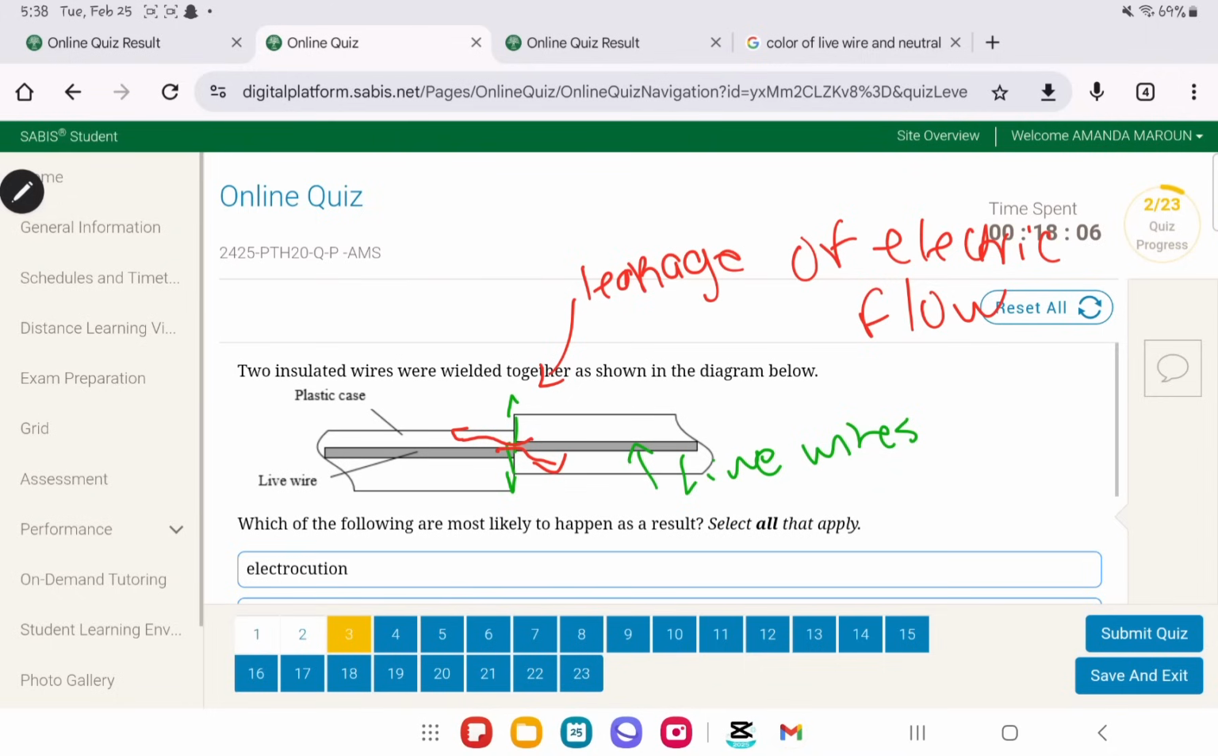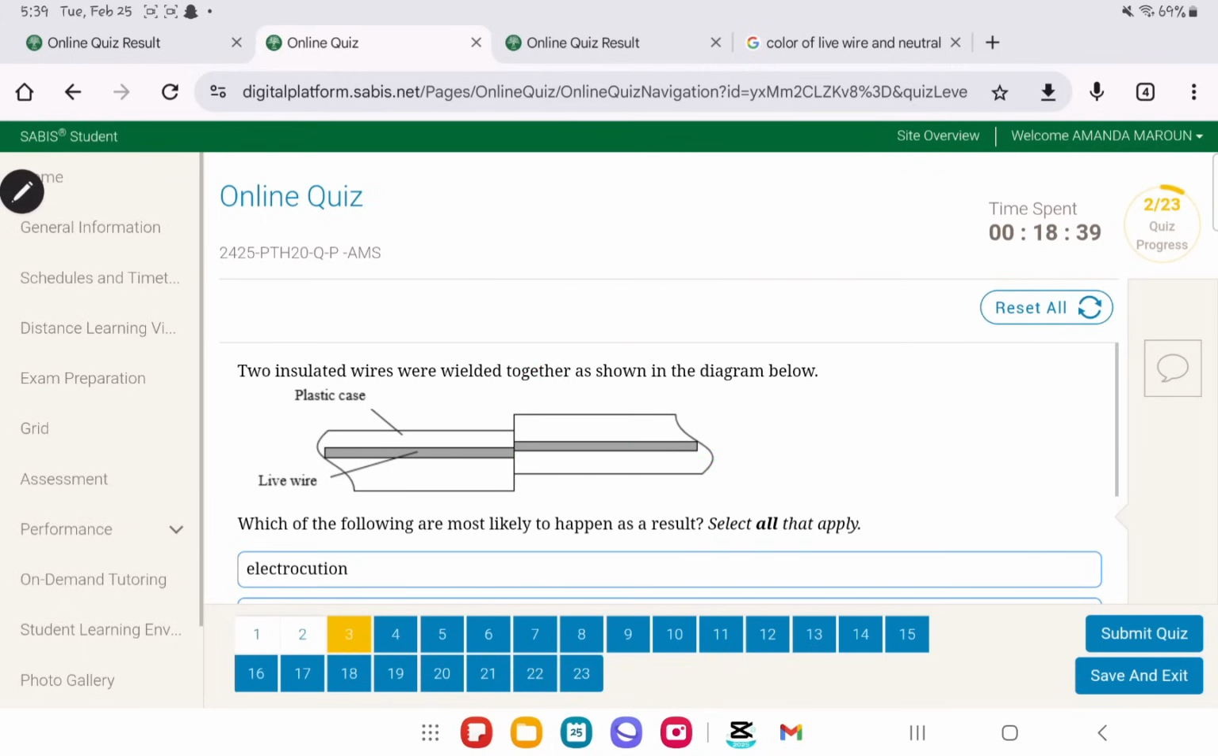Now, what exactly happens here? When there's a leakage of electric flow, the current is going to turn on and off. Then there is going to be a fire. A fire is going to happen because of the leakage of electric flow, because a lot of the energy is going to be lost as heat, and all of this heat is going to cause a fire, and due to the fire, the wire case is going to melt. If a person was to touch the plastic case, they would get electrocuted, but in this case, they did not say that the person is touching the plastic case, so he's not going to get electrocuted.